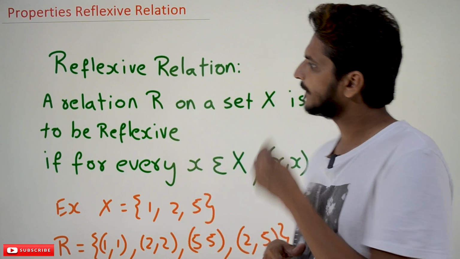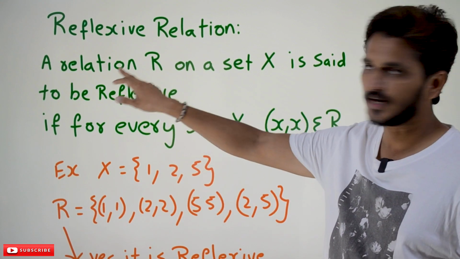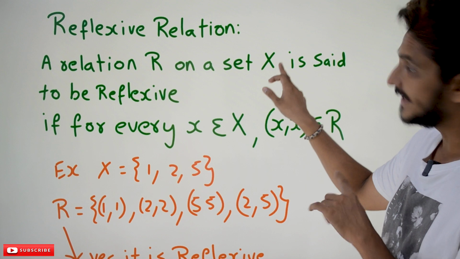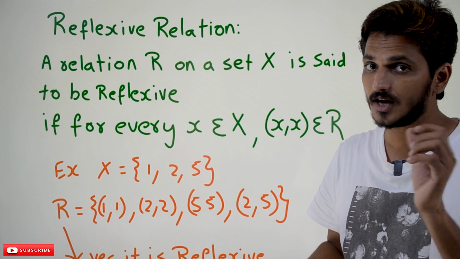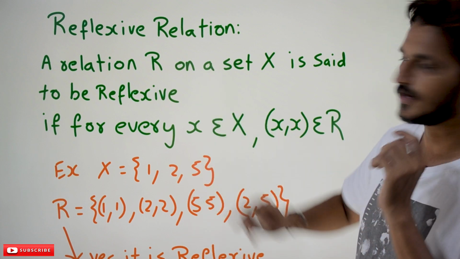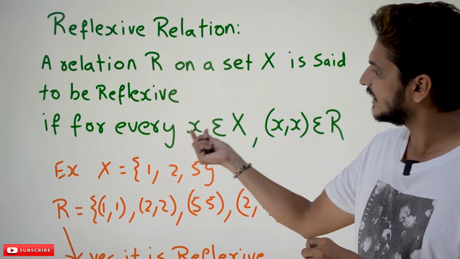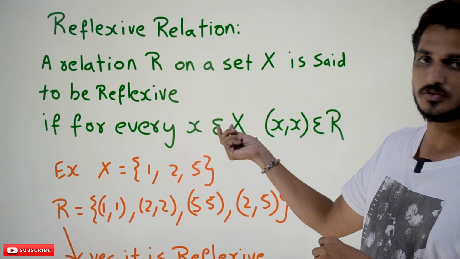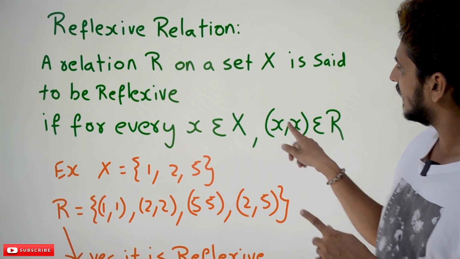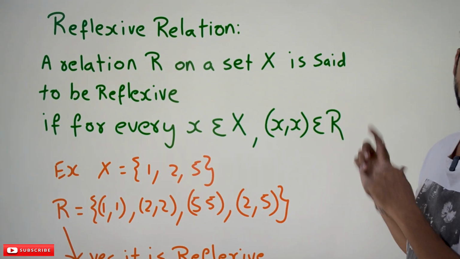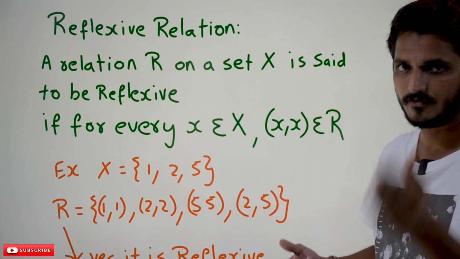Coming to today's class, first try to understand the definition of a reflexive relation. A relation R on a set X is said to be reflexive if for every x belongs to X, meaning the element x belongs to set X, the ordered pair x comma x belongs to relation R. If it satisfies this property, then we say the relation is a reflexive relation.